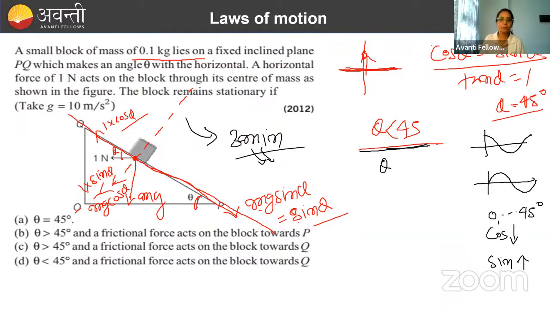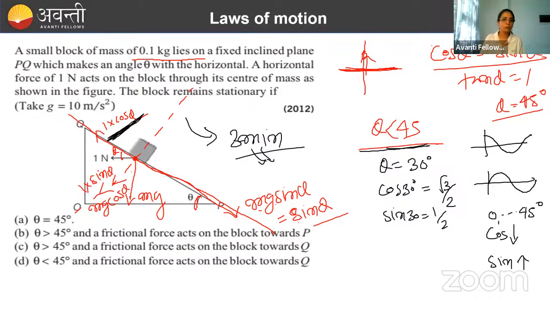Take an example, if you have any confusion, take the example of 30 degrees. So cos 30 degrees will be how much? √3/2. And sine 30 is how much? 1/2. So cos 30 is greater, no? So cos is greater. It means upward force will be greater than downward force.